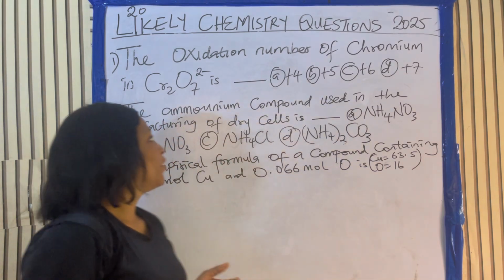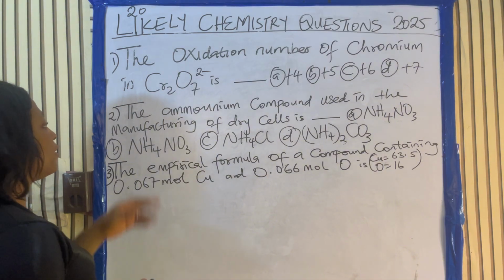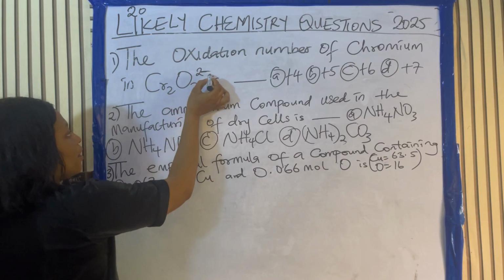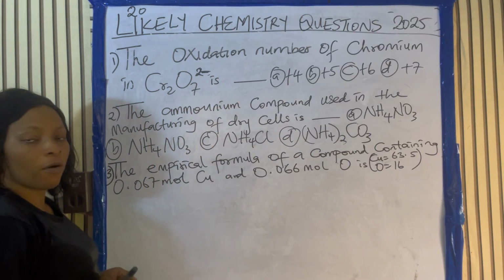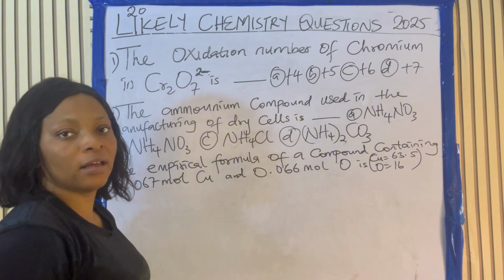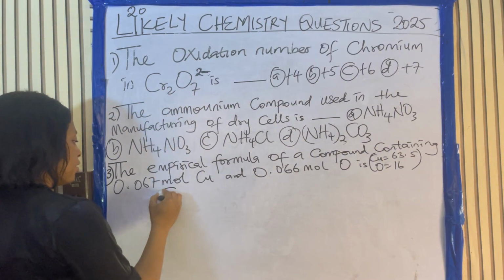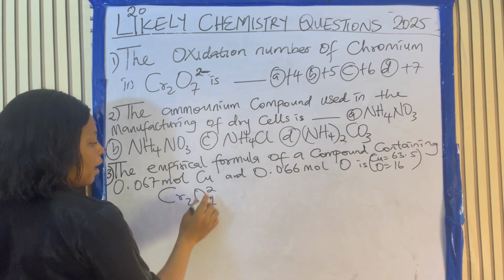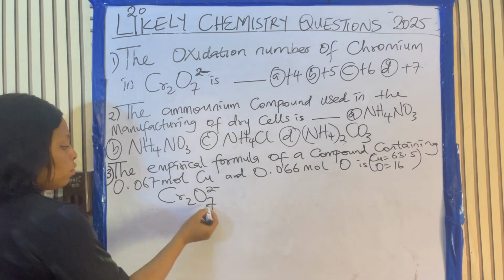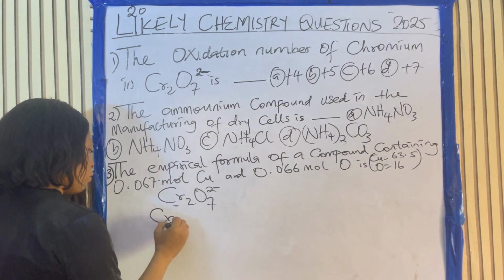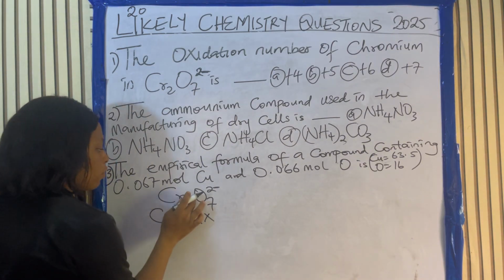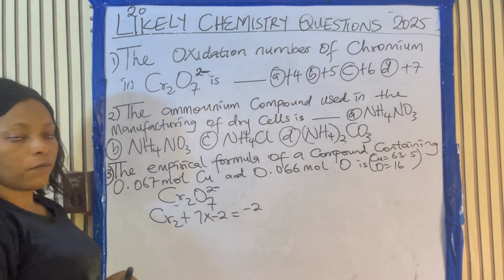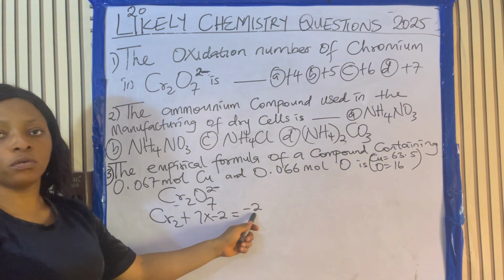So let's go. Number one, the oxidation number of chromium in this is what? Now, whenever you have an element and it is charged, the sum of the oxidation numbers is equal to the charge of the element. So what do we mean? We are going to sum up everything here and equate it to -2. So we are looking for chromium. So this will be chromium 2 plus 7 times the oxidation number of oxygen, which is -2, is equal to -2. If there was no charge here, we would equate it to 0.